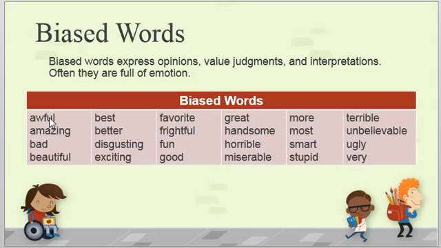What I think is awful might be different for you. I might say Brussels sprouts are awful. You might agree with me. But your neighbor might say, I love Brussels sprouts. That's why this is a biased word, because people can have different opinions as to what is awful.